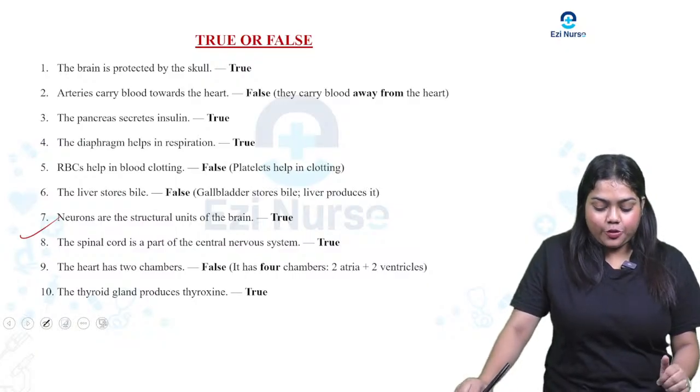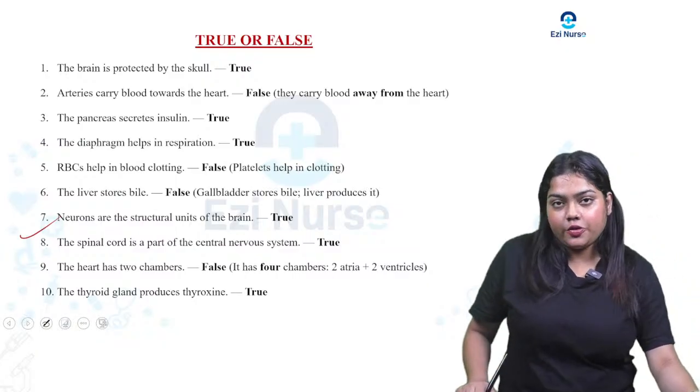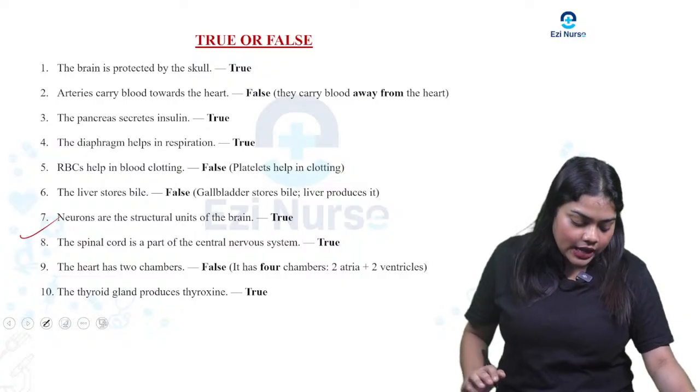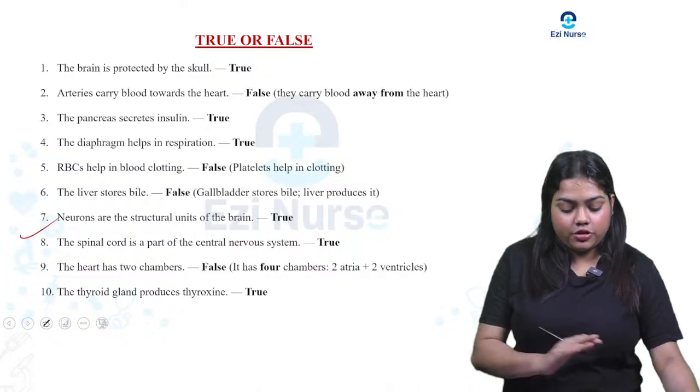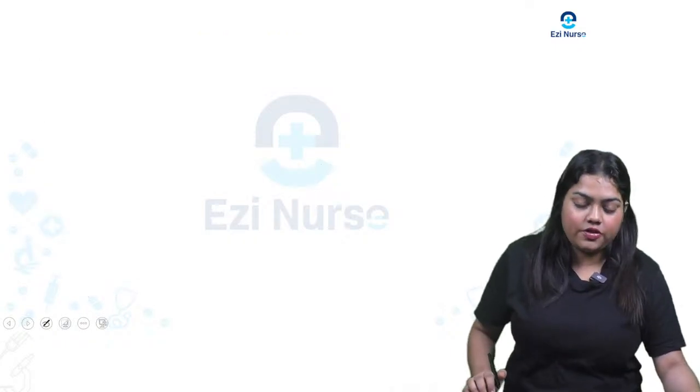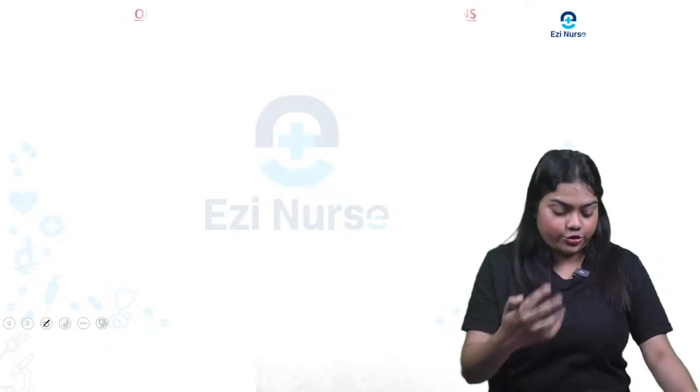The thyroid gland produces thyroxine. This is true. T3, T4 both are secreted by thyroid gland. So our true false is also over. Now let's move on to the main topics.